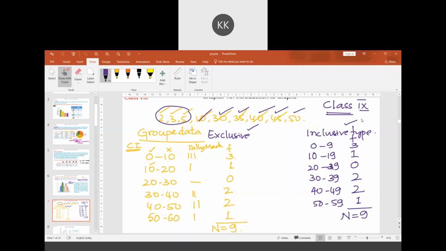Then you also have finding mean. Mean usually refers to sum of all the observations divided by the number of observations. This formula is for an ungrouped data.